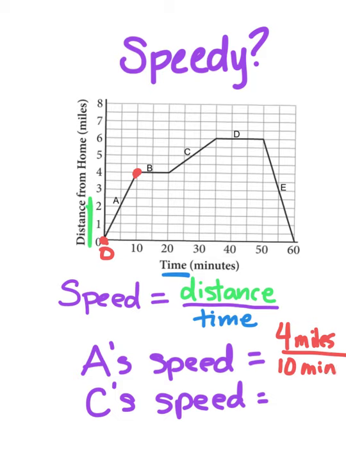Now I'm going to do the same thing with C, but I have to notice that I'm no longer starting at 0. I'm starting at 4. And then when I look to see how far up she went, up to 6. So the distance traveled between 4 and 6 would be 2 miles.